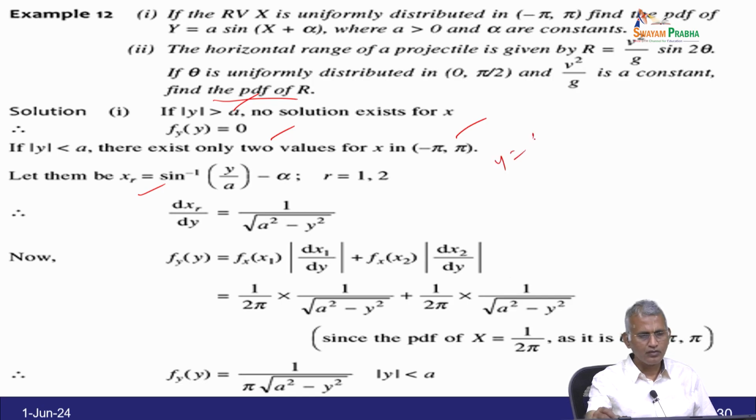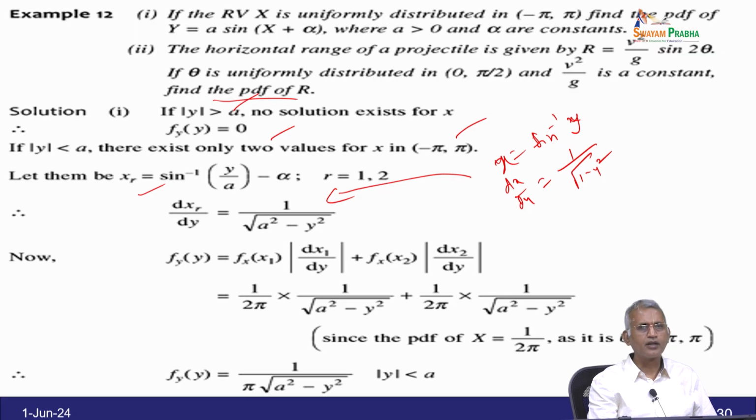So, x equal to sine inverse y, and the derivative of sine inverse y with respect to y is 1 by root of 1 minus y square. So, this technique applies here. Here a is there, therefore 1 by root of a square minus y square will come.